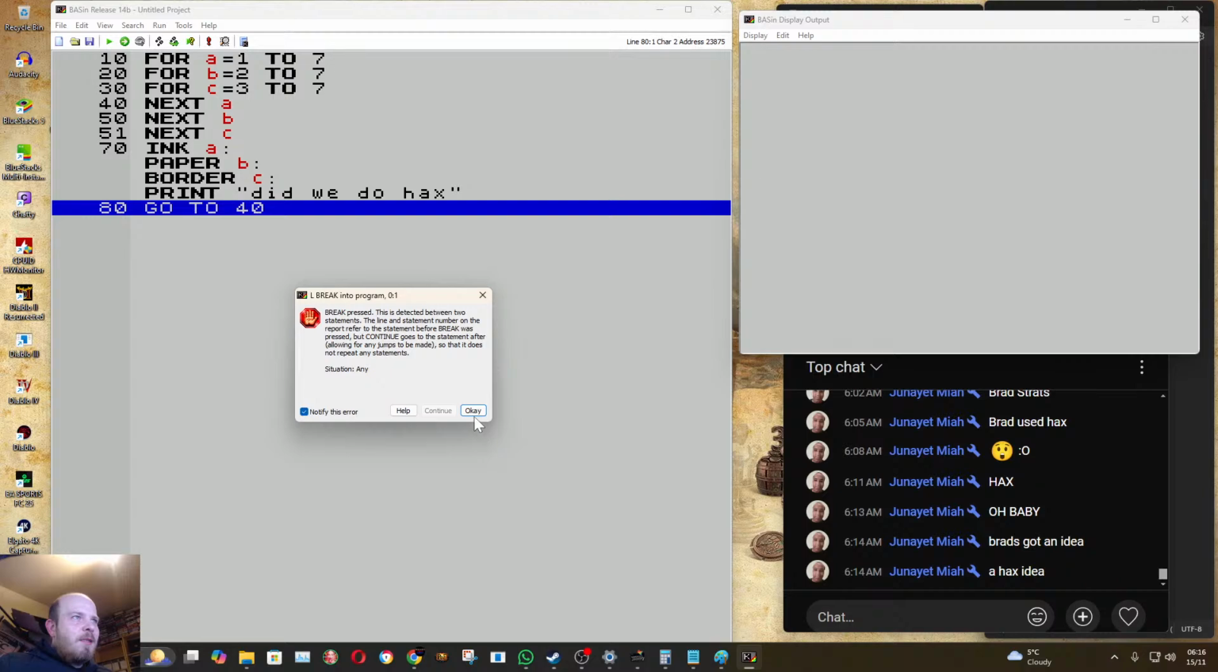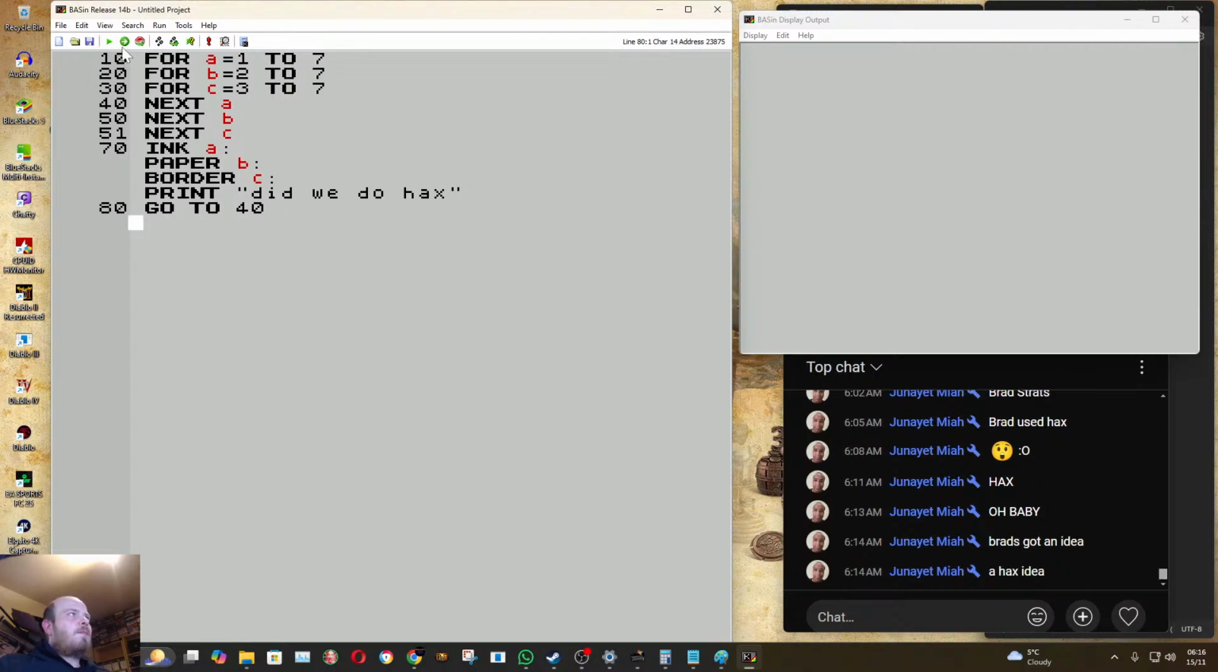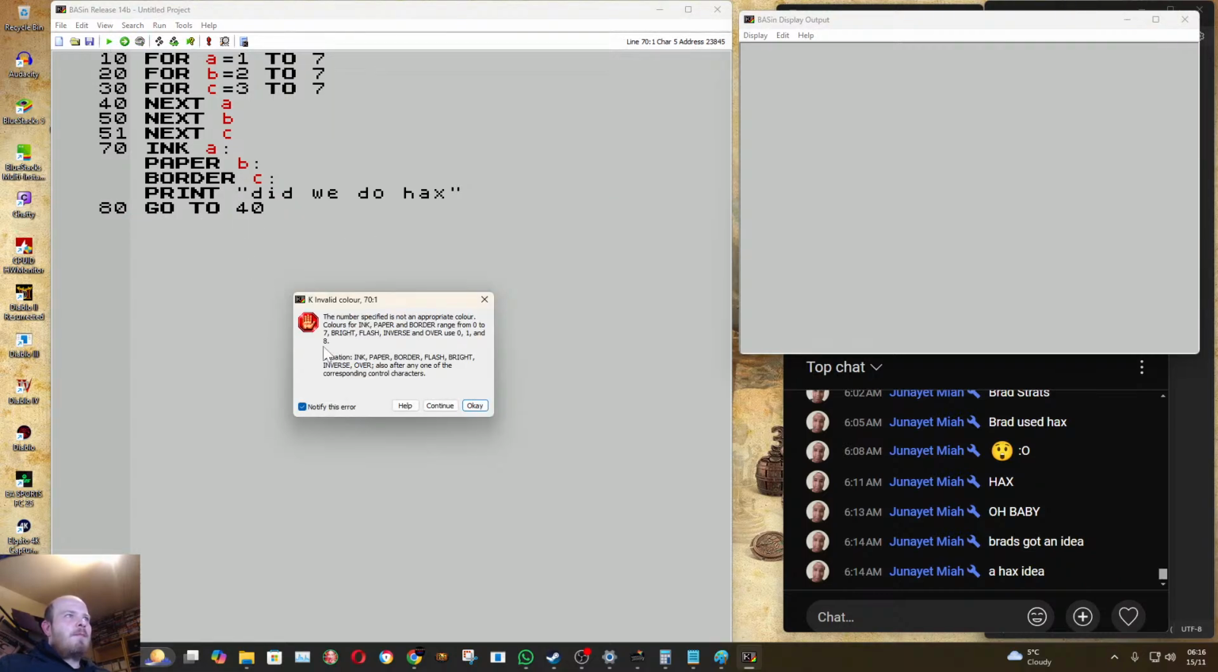Break pressed. This is detected between two statements. The line and the statement number on the report refer to the statement before break was pressed. Wait. Ink, paper, and border range from 0 to 7.